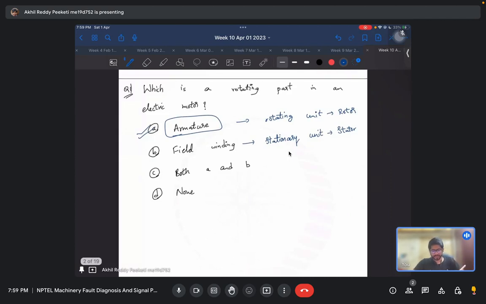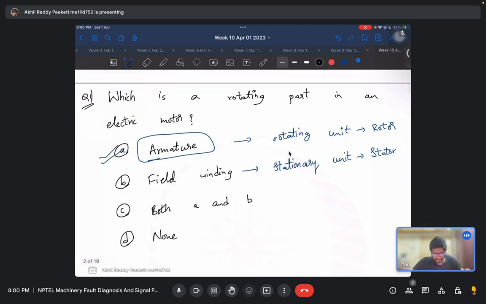So, which is the rotating part of an electric motor? Armature, field winding, or both armature and field winding, or none? So, armature or rotor is the rotating unit, and field winding is the stationary unit, also called the stator. In an electric motor, armature is the rotating unit.